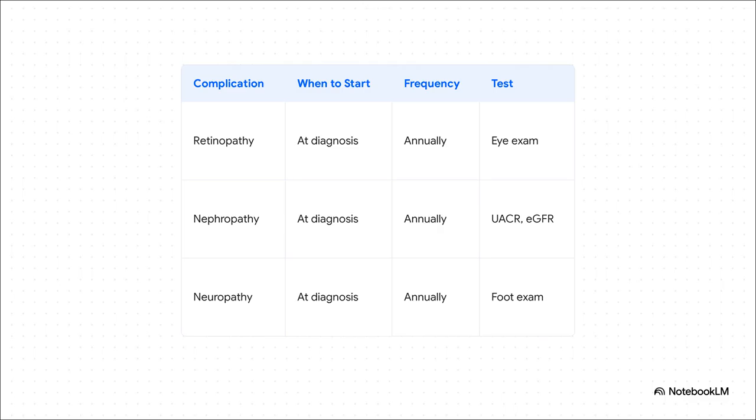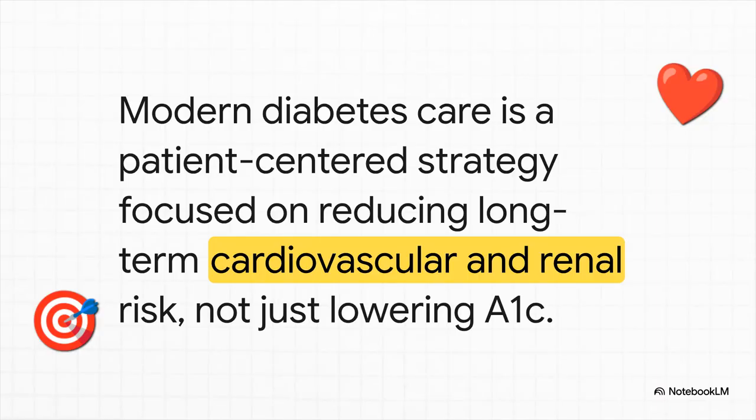And we can't forget about the small blood vessels. This is your annual checklist every year without fail. Eyes, they need a dilated exam to check for retinopathy. Kidneys, they need a urine test, that UACR, to check for damage. And feet, you need to do a really good foot exam to check for neuropathy. Being religious about this schedule is how we stop people from going blind, needing dialysis, or losing a limb. It's that serious. So let's bring it all home.